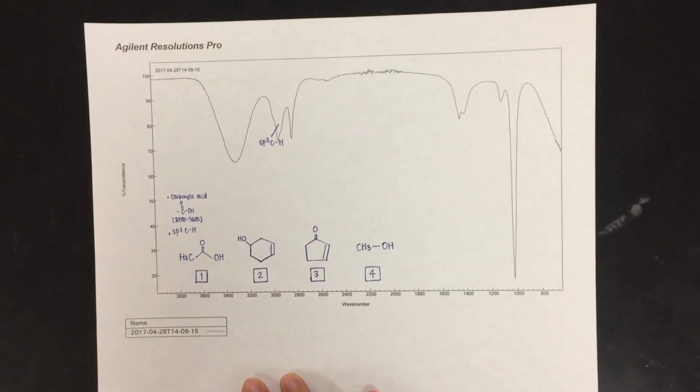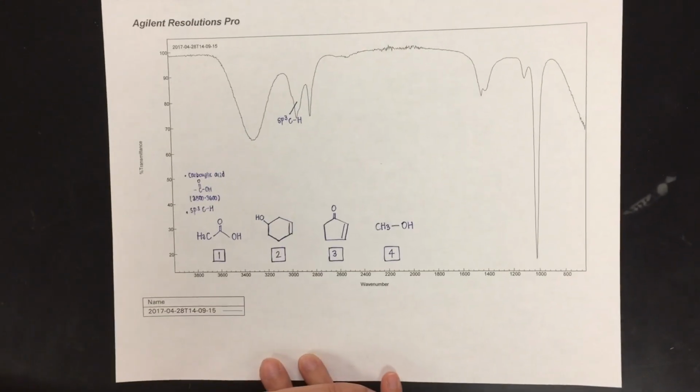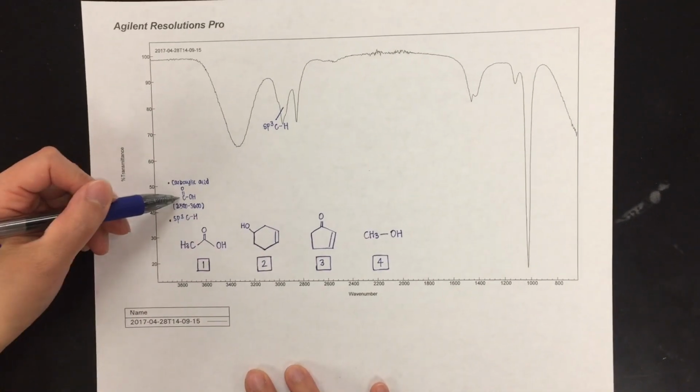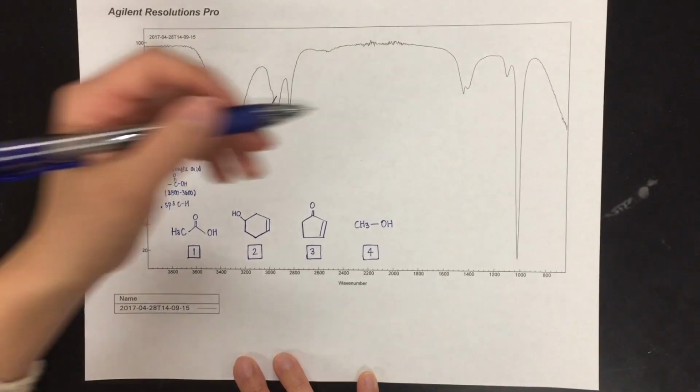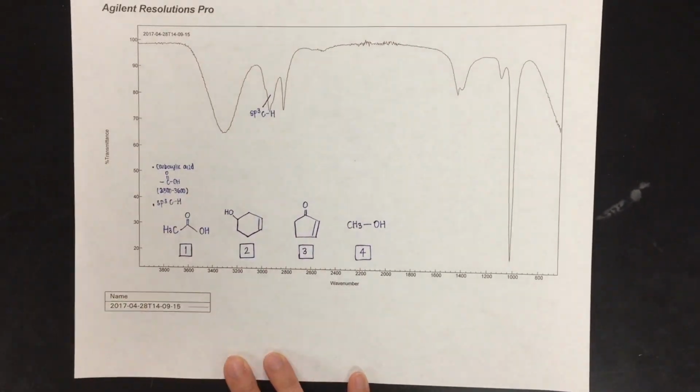Also, when we have a carboxylic acid, we are supposed to see a peak at 1,700, which is distinctive of carbon double bonded to oxygen, which we don't see here. We can rule out compound number 1.